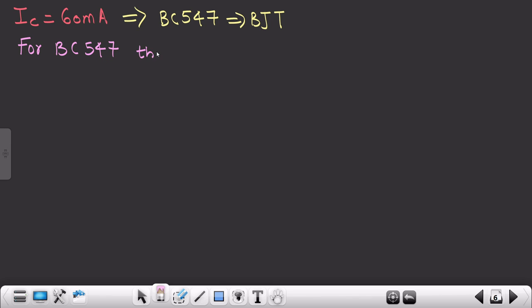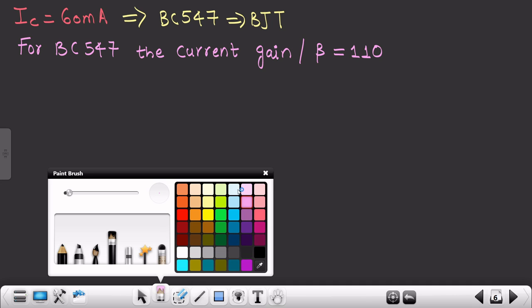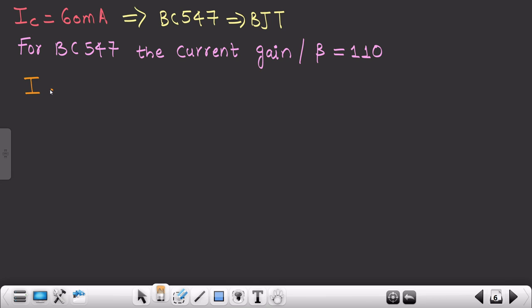And we all know that for BC547 the current gain, or beta, is 100 to 110, right? But since we are designing the mini project, it's preferable to take the value 110. We also know that IC is equivalent to beta times IB. Now from here you can easily calculate the value of base current. Because we have IC and we know beta, so we can easily calculate IB. So our IB is equivalent to IC by beta, right? IC by beta.